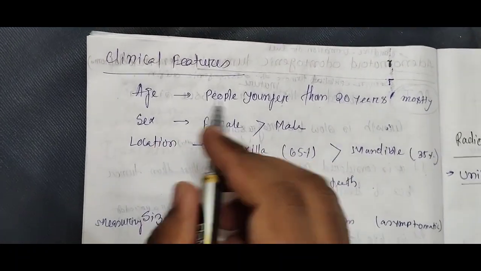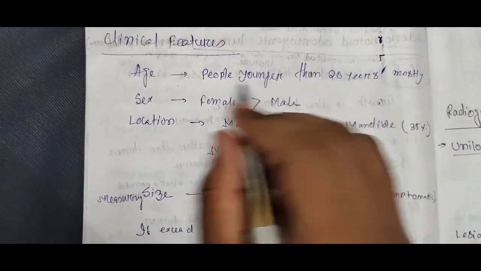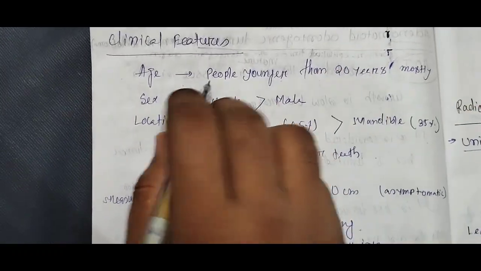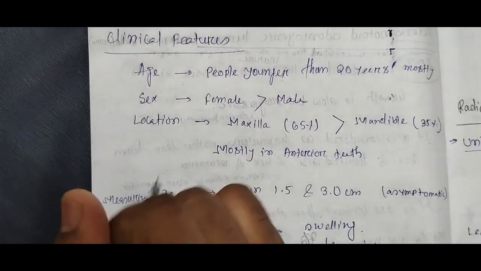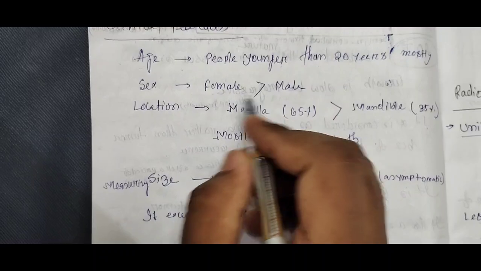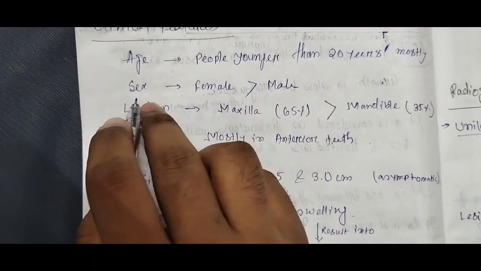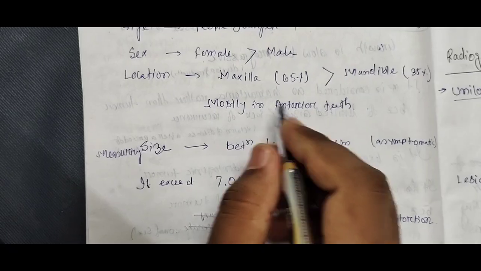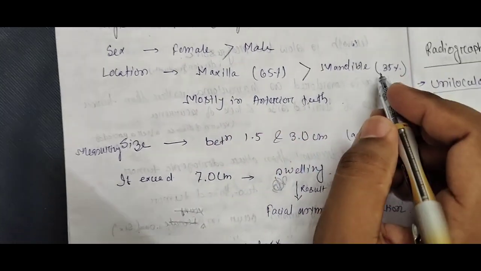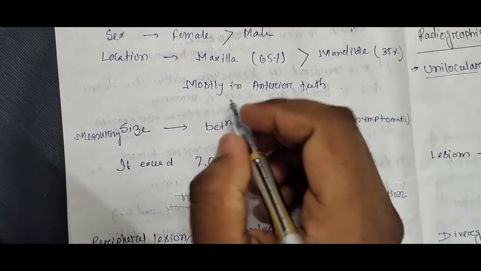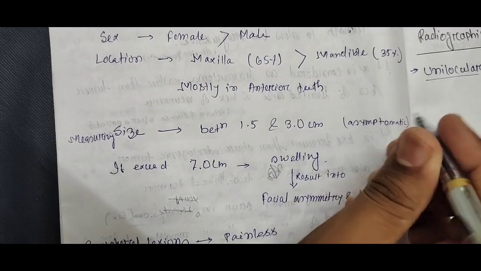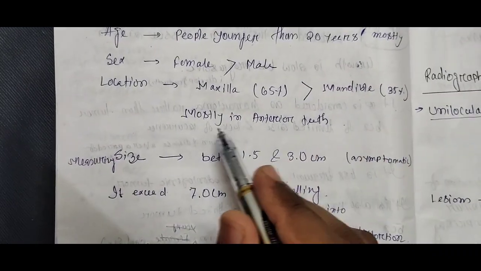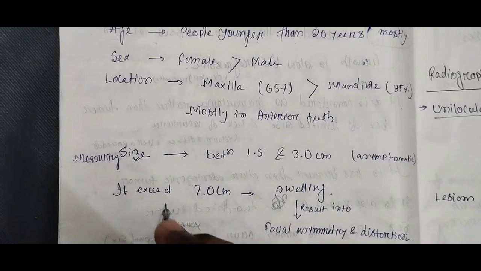Now clinical features. Age: mostly occurs in people younger than 20 years. Sex: in females, this disease occurs more than in males. Location: maxilla 65% and mandible 35%. It is mostly in anterior teeth. Anterior to posterior teeth is 2:1. Maxilla to mandible is also 2:1. We already discussed.